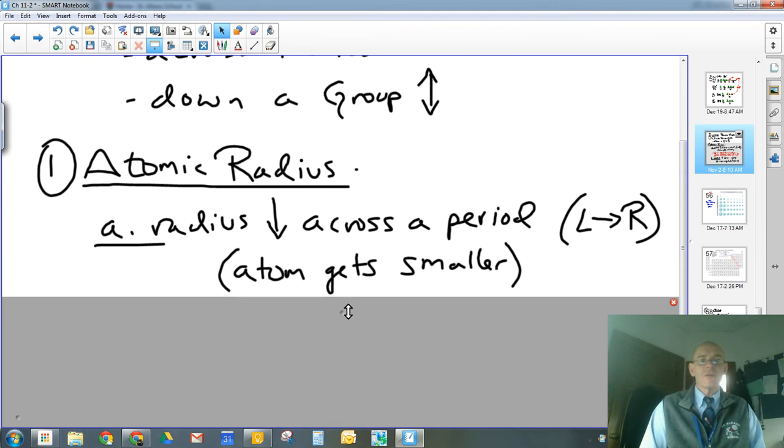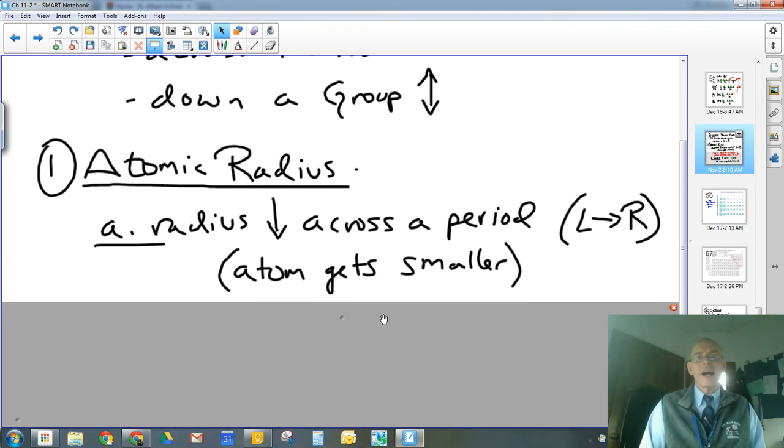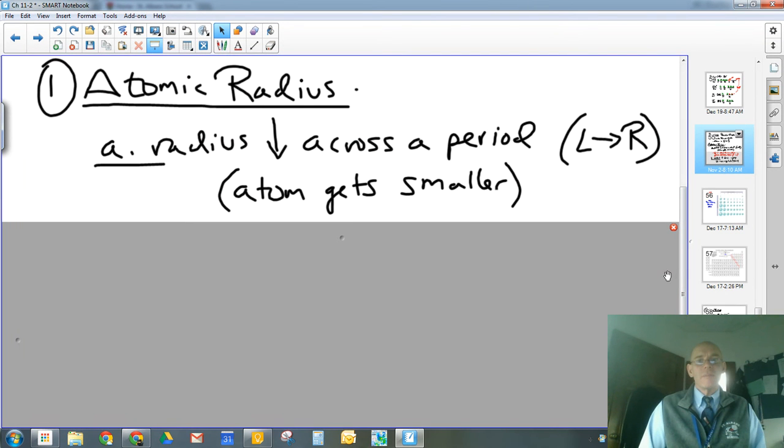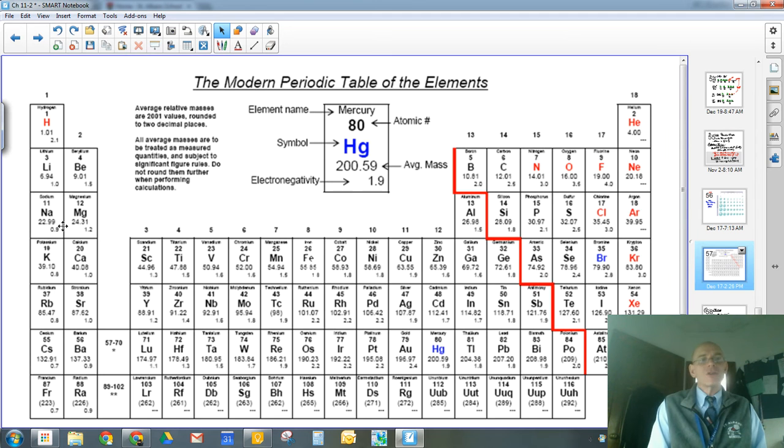So the first trend we'll talk about is trend in atomic radius, or size of the atom. And it does something a little bit surprising as you go left to right on the periodic table. In other words, as you go across a period, the atom actually gets smaller. Let's take sodium again and work our way across to argon. It seems counterintuitive that you would be cramming more and more electrons into an atom going from left to right, and the atom actually gets smaller instead of getting larger.